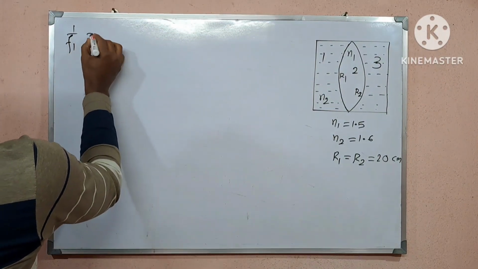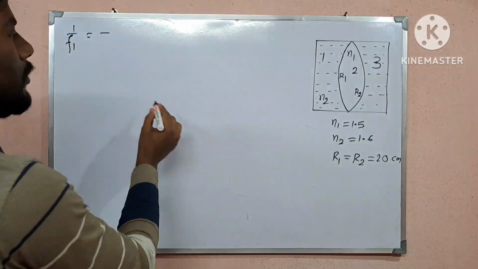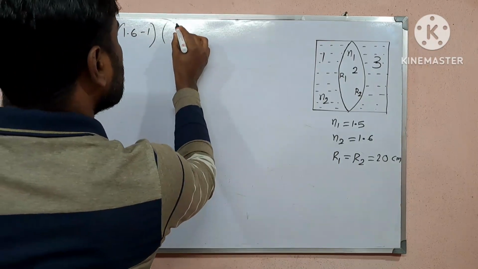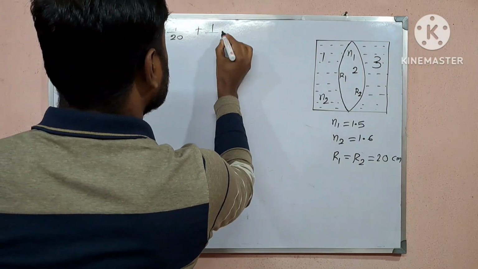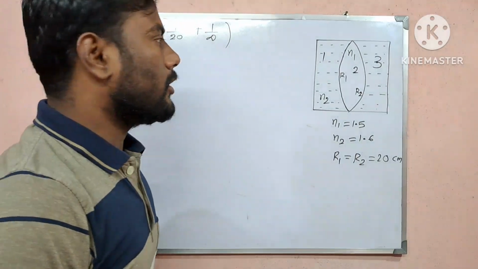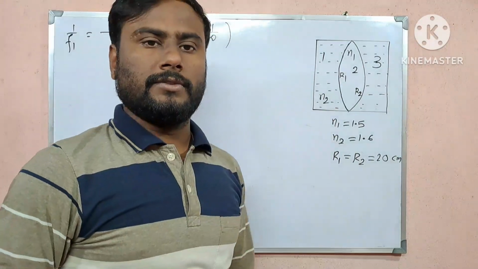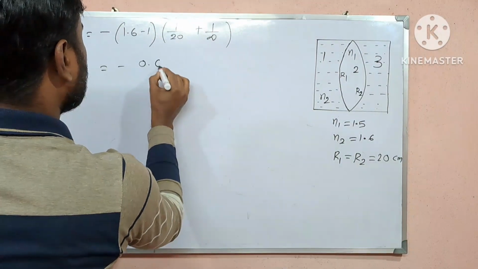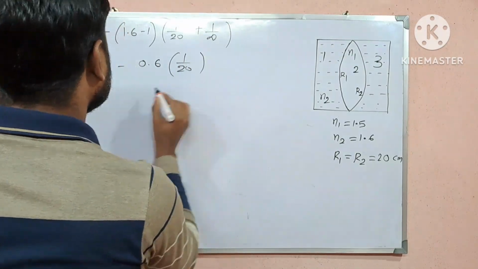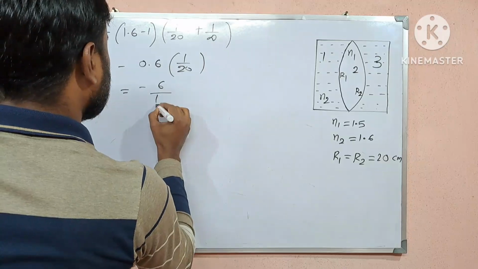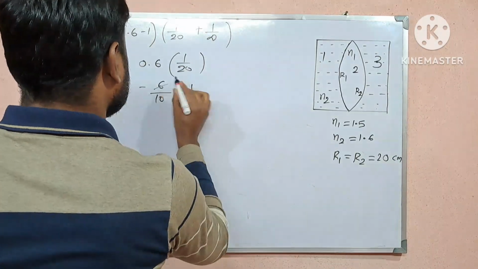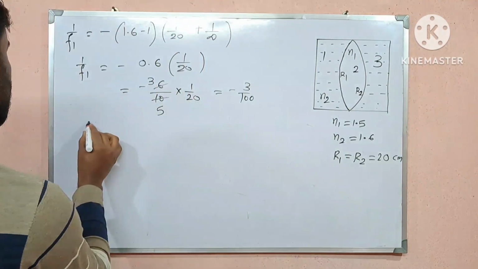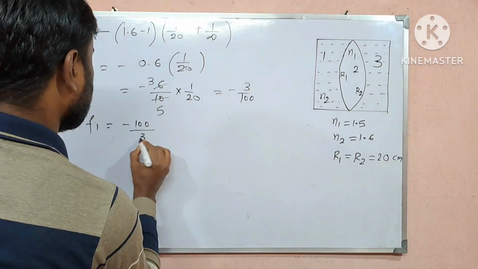So 1 by f1 equal to minus of, why minus? Because this is a plano-concave lens. 1.6 minus 1 by 20 plus 1 by infinity. Why infinity, sir? Just because for plane surface the radius of curvature is taken as infinity. So what will be the value? 1 by f1 equal to minus of 0.6 divided by 20. So the value will be minus 6 by 10 into 1 by 20, that will be minus 3 by 100. So the focal length will be minus 100 by 3 centimeter.